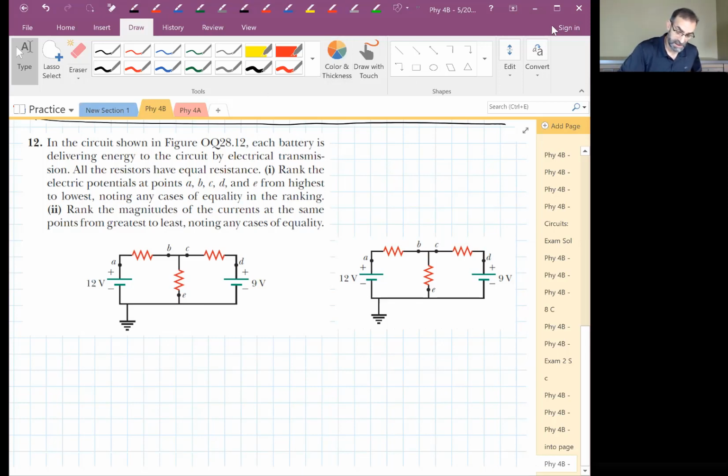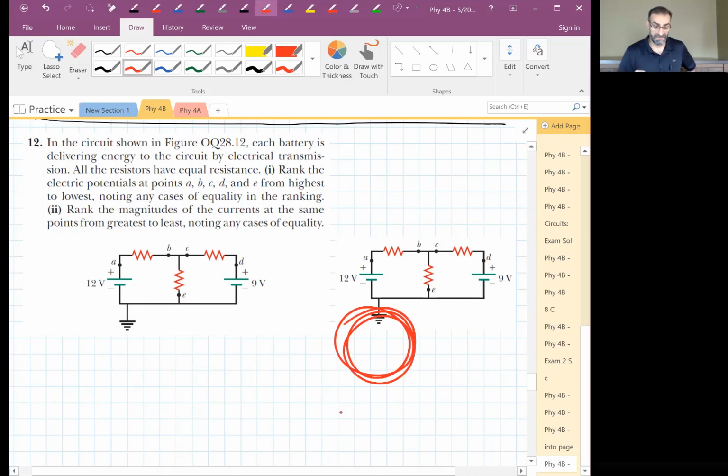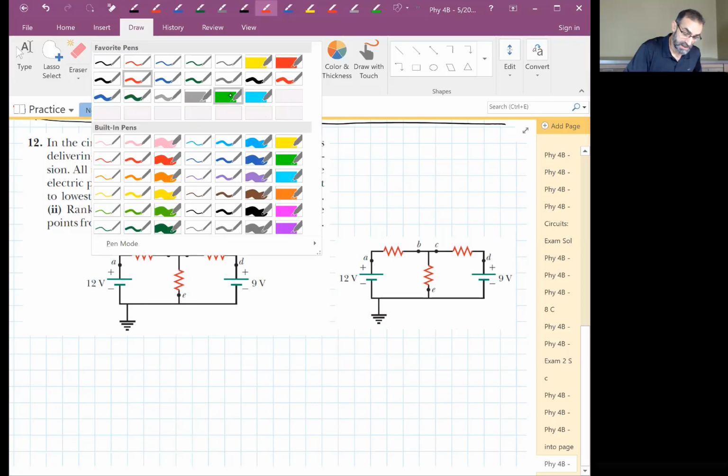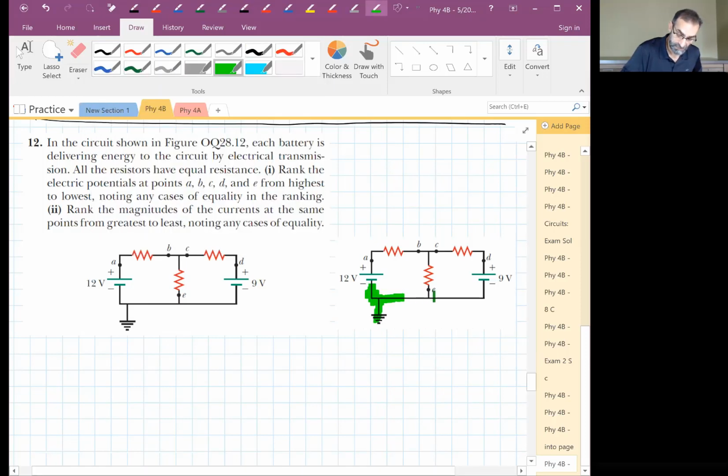What do we have? This symbol here tells us it defines zero potential. So not only can we rank them, we should be able to tell what some of them are, right? Some of them we can give values to. Some of them we would have to solve a Kirchhoff's problem to figure out. We don't want to do that. So let's just rank them, but fill in what you know. So that tells us that this is zero here. This is zero. Where's my green pen? We have defined that as zero. Right off the bat, we know one of them. We know E is zero.